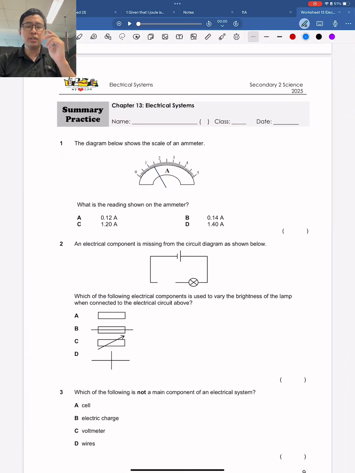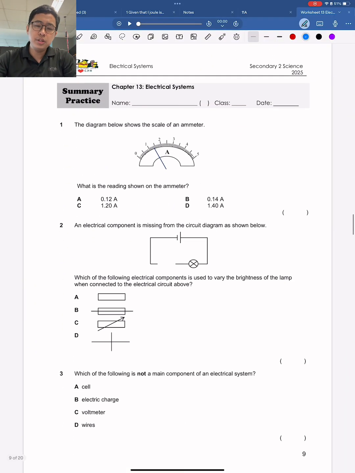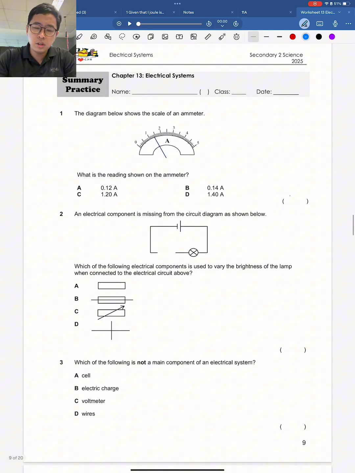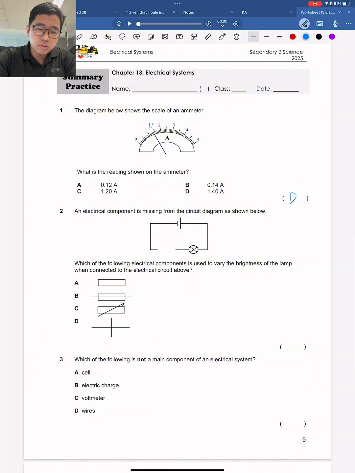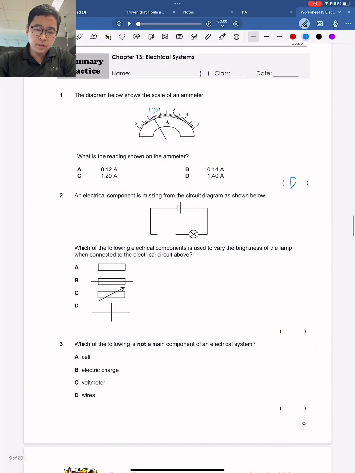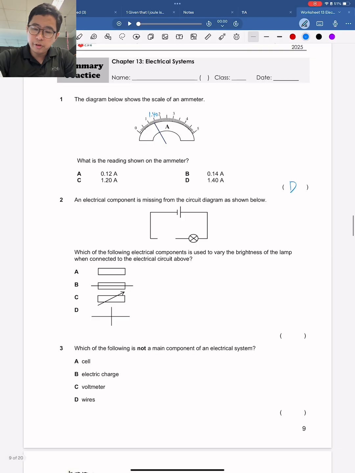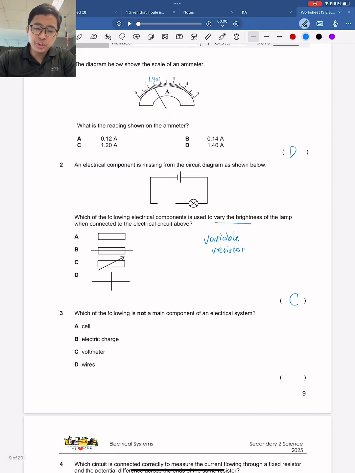For the summary practice, I will speed through the ones that I think are easy. So for this, it is D. Just read it off. For this, for varying brightness, we're looking for a variable resistor. This is C, which is not a main component of an electrical circuit.